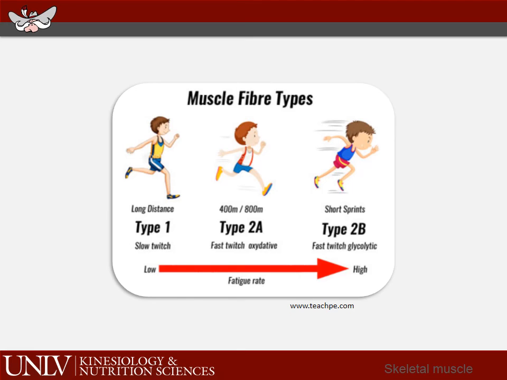So just another little quick image that I got there for you. You have your long distance slow twitch. You have your 400 to 800 meter, and that's that type 2A. Or for us, that's the one that goes back and forth. It's right at the border. And see here they use 2B. And on our nomenclature, we had 2X. But that's the short sprinters. And it's funny that they use different characters.